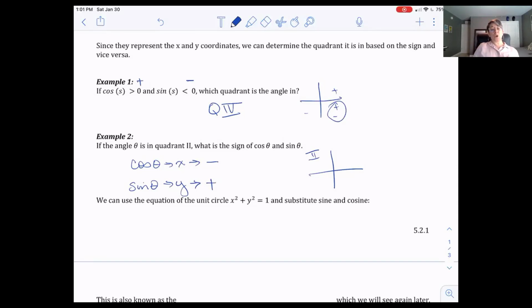Now, we can use the equation of the unit circle. Sorry, this probably should have been on the next page, but we can use the equation of the unit circle that we talked about in 5.1, x squared plus y squared equals 1, and now we can substitute sine and cosine. X is cosine, so we can write that cosine squared theta plus sine squared theta equals 1.